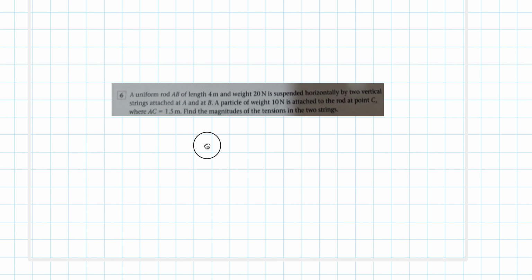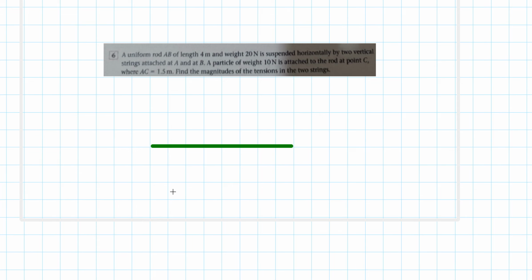The last question we have, question 6. A uniform rod of length 4 metres and weight 20 newtons is suspended horizontally by 2 vertical strings attached to A and B. A particle of weight 10 newtons is attached to the rod at point C where AC is 1.5. Find the magnitude of the tensions in the 2 strings.